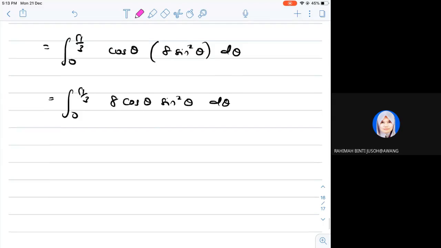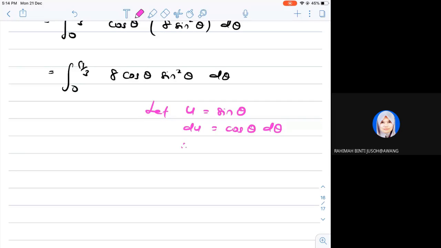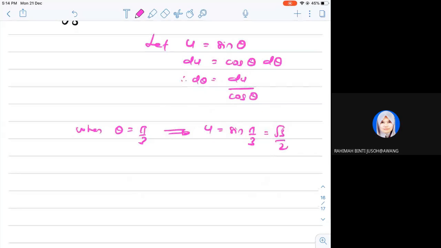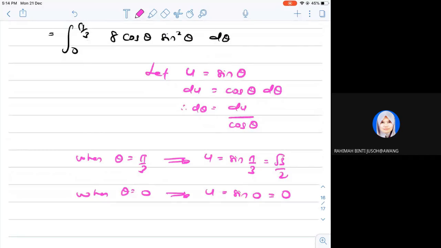Is by using substitution. Okay, we let u equals to sine theta. Right? So differentiate u, we will get cos theta d theta. Okay, so in this case, d theta equals to du over cos theta. Okay, I would like to change the limit. So right now, when theta equals to pi over 3, we will have u equals to sine pi over 3. Sine pi over 3 is square root 3 over 2. Sine 60 degrees. And then when theta equals to 0, so u equals to sine 0. So we have 0.